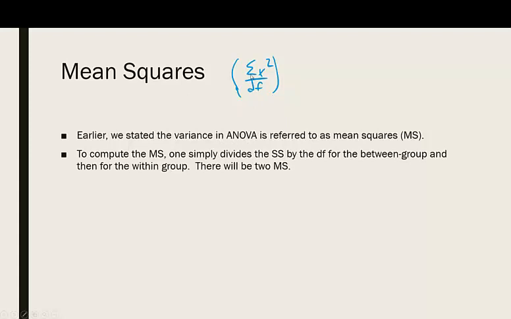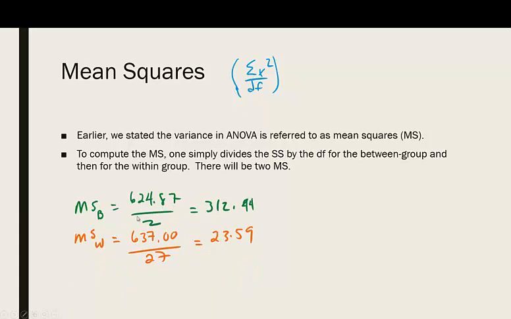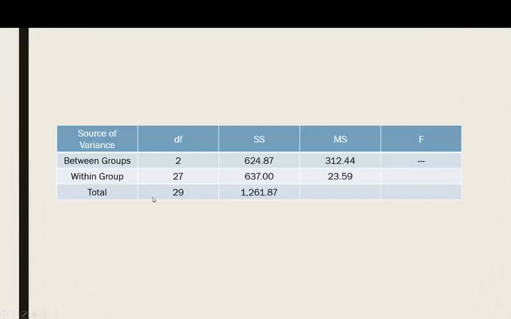And so if we plug our numbers into this formula, here is what we get. Our mean squares between is 624.87 divided by 2. And our mean squares within is 637 divided by 27. And so there are our mean squares between and mean squares within. Now let's look at our chart once more with our mean squares added. And so now we see that our between group mean squares is 312.44, and our within group mean squares is 23.59. So how do we determine our F value?